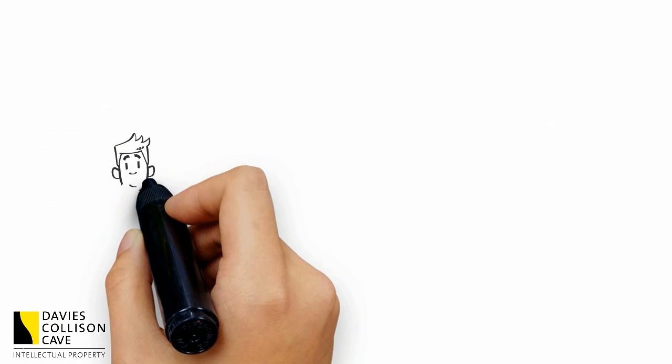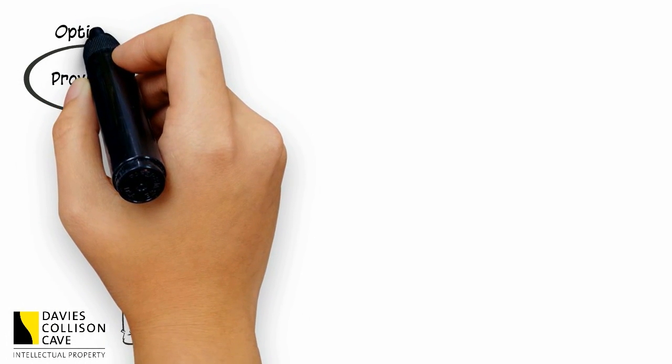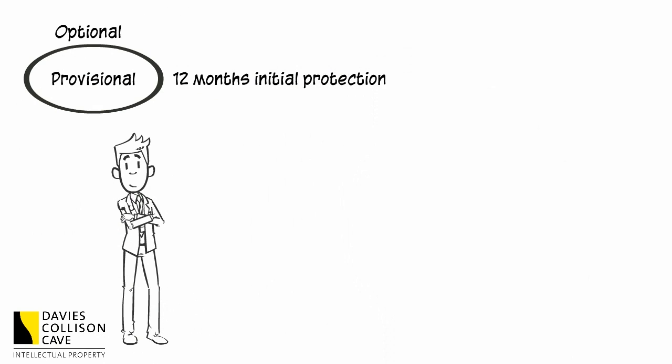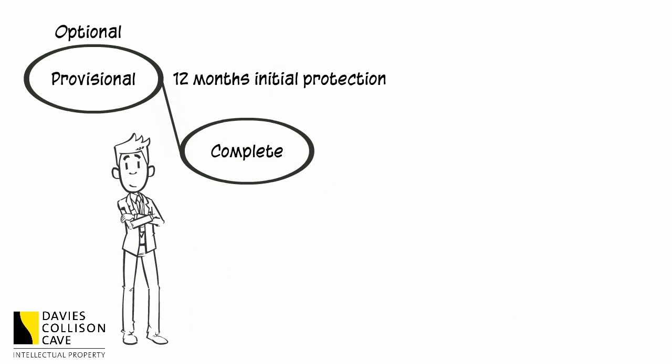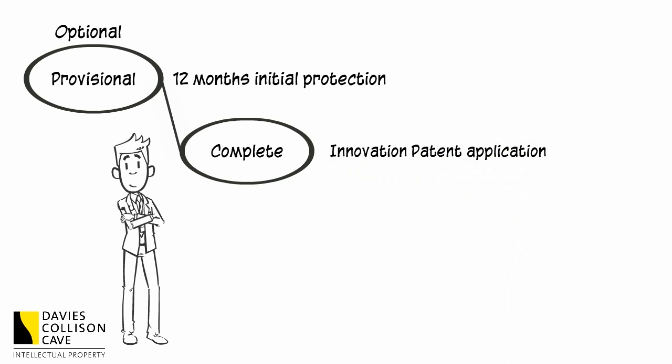Like with the standard patent application process, you may or may not have filed a provisional patent application to give yourself 12 months of initial protection. Before the expiration of this 12-month provisional period, you must file a complete application to maintain your priority date. In this instance, your complete application would be a complete innovation patent application.